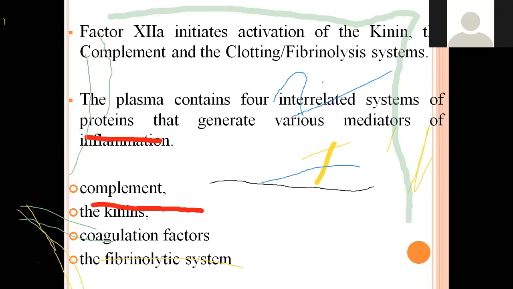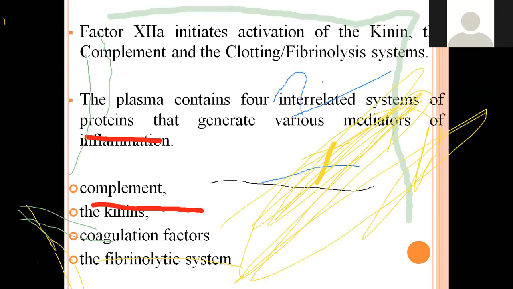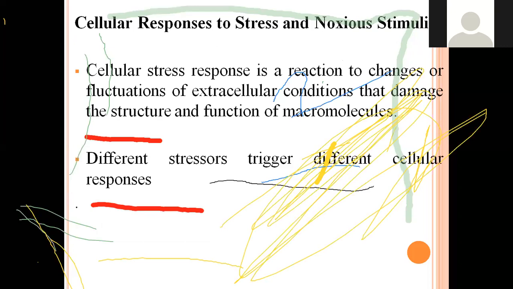So moving on now, we want to quickly look at cellular responses to stress and noxious stimuli. Cellular stress response is a reaction to changes or fluctuations of extracellular conditions that damage the structure and function of macromolecules. So the response of the cell to changes in the extracellular condition is what you call cellular response. Different stressors trigger different cellular responses.